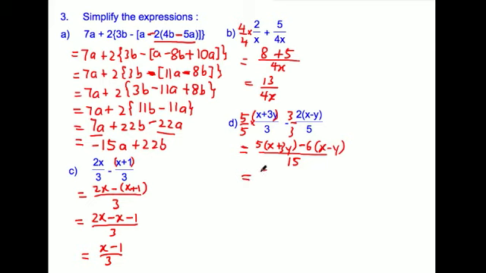Next, we open up the brackets to give us 5x plus 15y. 5 times 3y, minus 6 times x, minus times minus plus 6 times y, 6y. Five x minus 6x is minus x. 15y plus 6y is 21y.